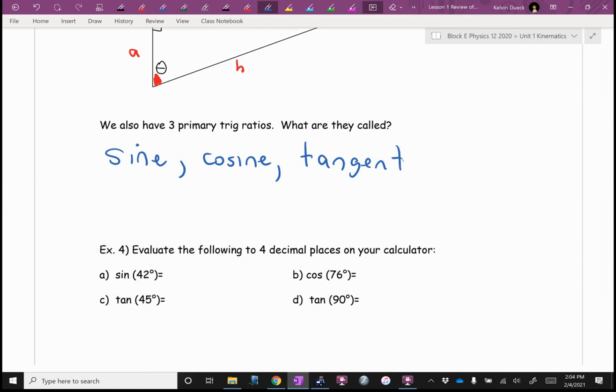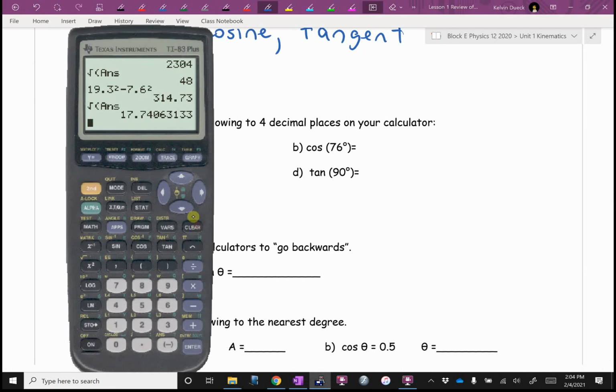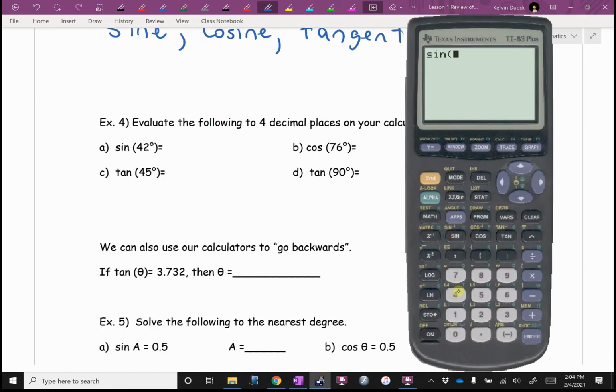So, one of the things that you can do on your calculator is if I give you an angle in degrees, your calculator can tell you the sine or the cosine or the tangent. Can all of you right now find the sine of 42 degrees? It's important that every one of you does this because some of your calculators might be in the wrong mode. You should get 0.66913060064. If you don't, you're in the wrong mode.